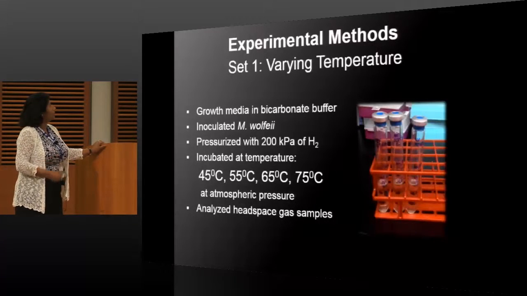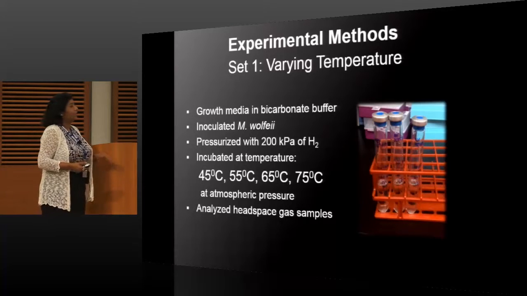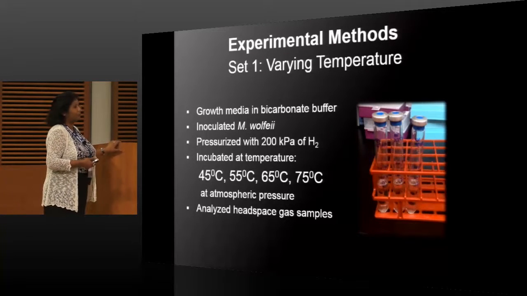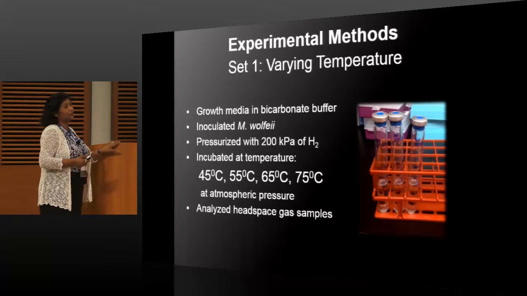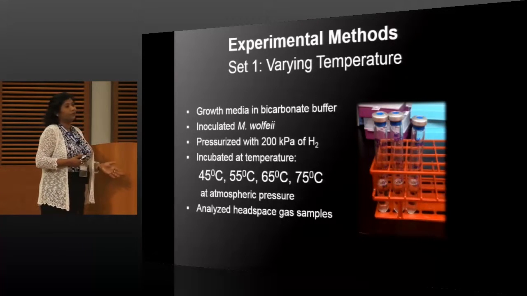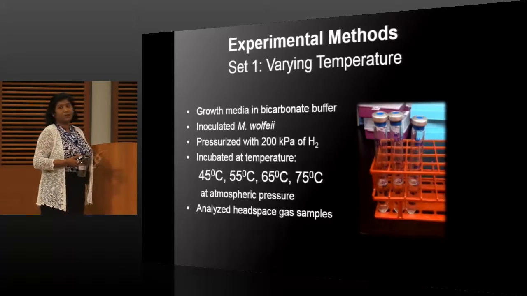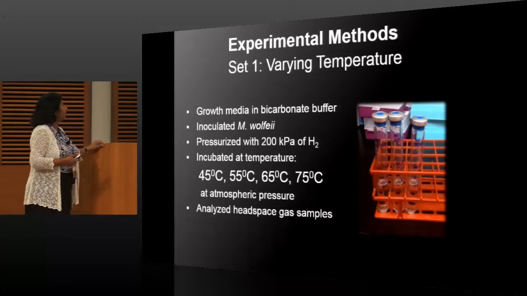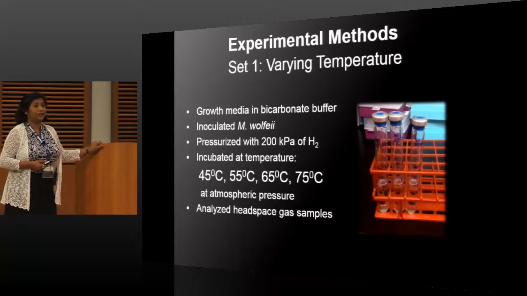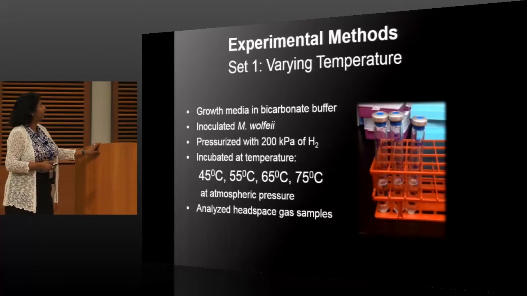We prepared 3 different sets. Set 1 was varying temperature, and we made growth media in bicarbonate buffer. Methanogens were inoculated in these media and incubated at 4 different temperatures: 45, 55, 65 and 75 degrees centigrade at atmospheric pressure. And we analyzed headspace gaseous samples periodically.